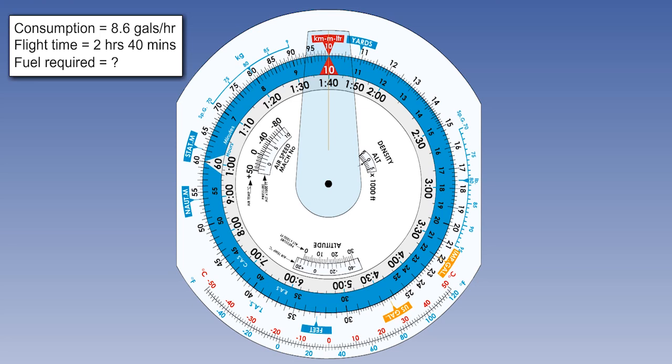Given a rate of fuel consumption of 8.6 gallons per hour and a time of 2 hours 40 minutes, calculate the fuel required. As always, we'll get an approximate figure to allow us to judge the scale of the answer. Rounding up to 9 gallons per hour for 3 hours, we get 27 gallons, so our answer must be somewhere in that area.